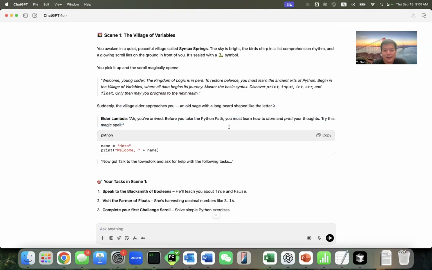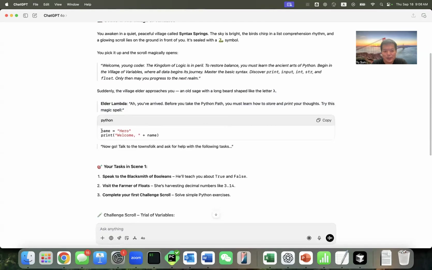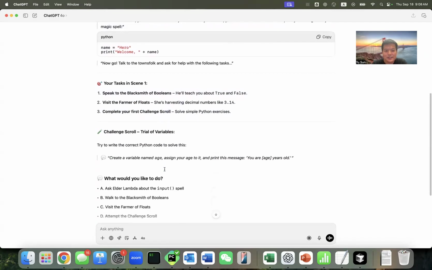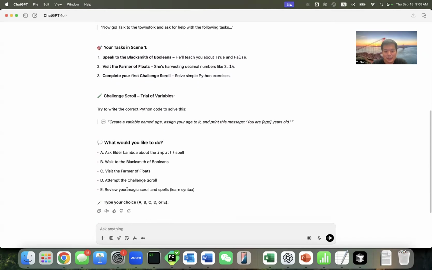Anyway, here's the Python code, and you have print, and your task in scene one is to speak to them, and they will teach you about for loops. And two is visit the Farmer of Flows and complete your first challenge. And what would you like to do? So, yeah, it's very sophisticated. But I'll just say, let me see what I can do. I'll just try to solve the challenge. I'll do D.